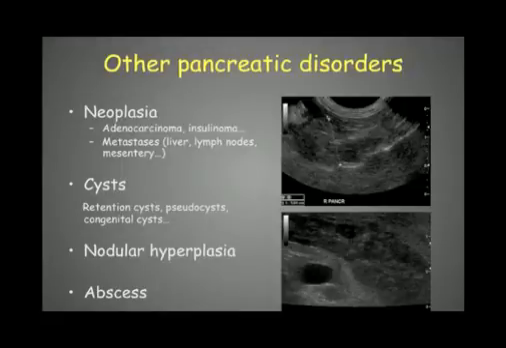At the level of the pancreas, we can also see some cyst-like lesions. Those cysts can have different origins. They can be retention cysts, pseudocysts, congenital cysts. In general, they are completely incidental findings and are not a problem for the dog.